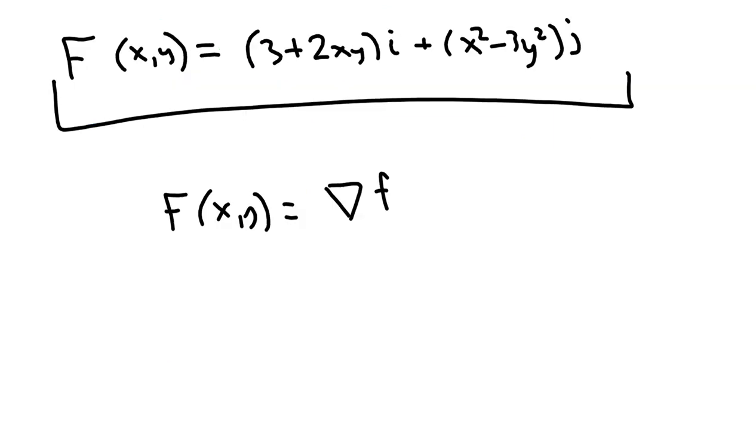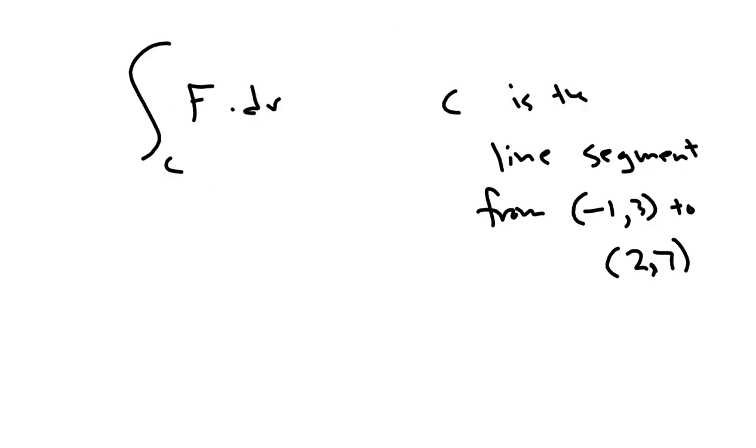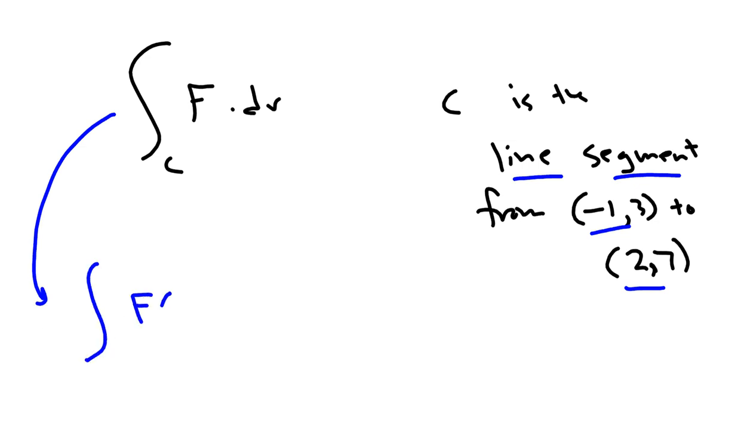Okay, so now what we're going to do is take a look at integrating this vector field over a curve, or in this case, a line segment. So the line segment is going to start here and go to there. Let's remind ourselves, we're going to compute the integral of F of r of t dot r prime of t. You can only do this if you have a function r of t.